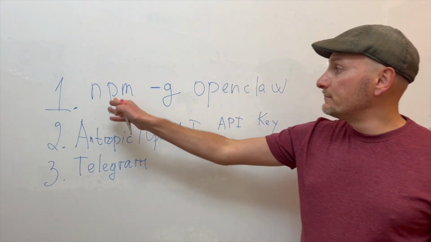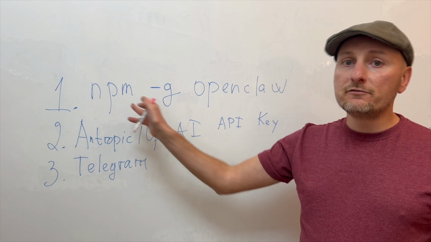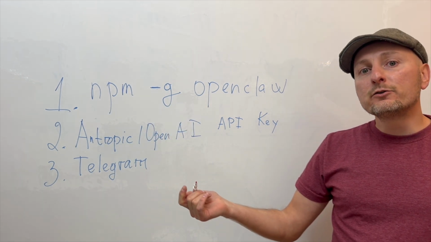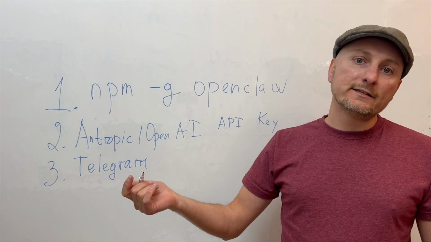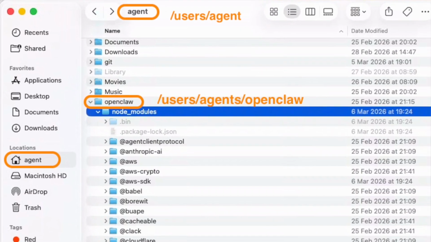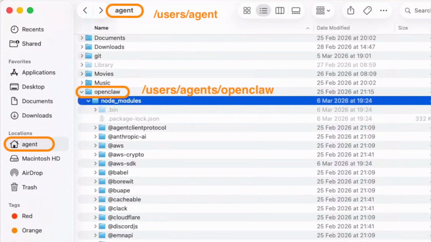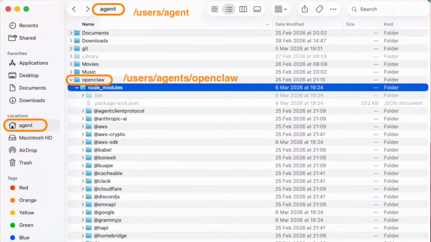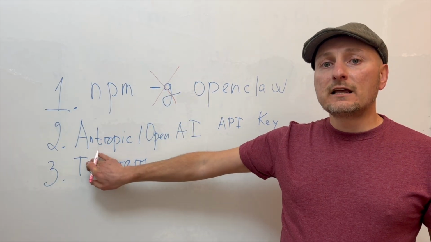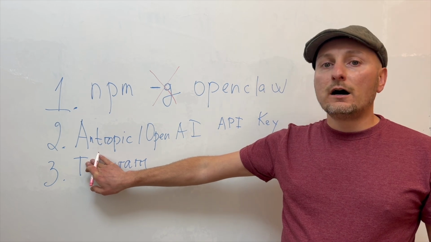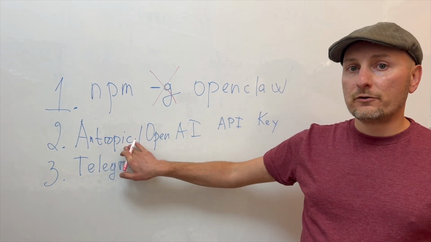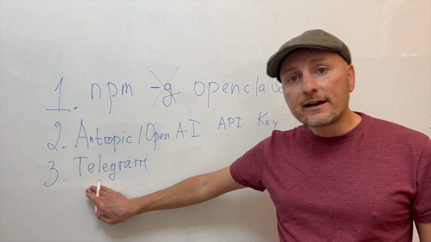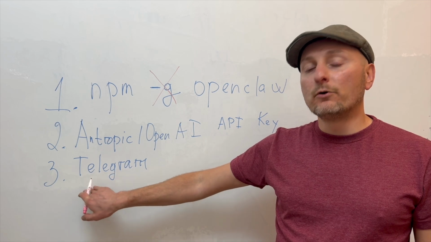The first step is basically invoking the npm command with the global flag to get OpenClaw installed. And it's already something that you may not necessarily want to do. In my setup, OpenClaw is not installed globally, but in a separate users folder, so without the global flag. Then the next step is configuring an Anthropic or OpenAI key for the LLM, the backbone of the OpenClaw AI agent. And the next step is configuring the Telegram bot.